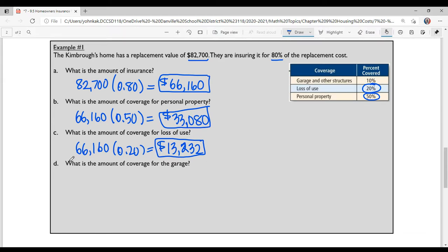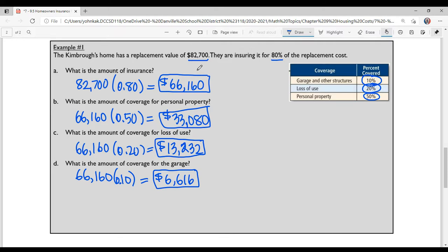And then finally, part D, what is the amount of coverage for the garage? So go back to the $66,160, and now we're going to multiply 10%. So this is for garage or other structures like a shed, a chicken coop, a silo, a horse barn, anything on your property that is not considered your house. So this is going to be $6,616.